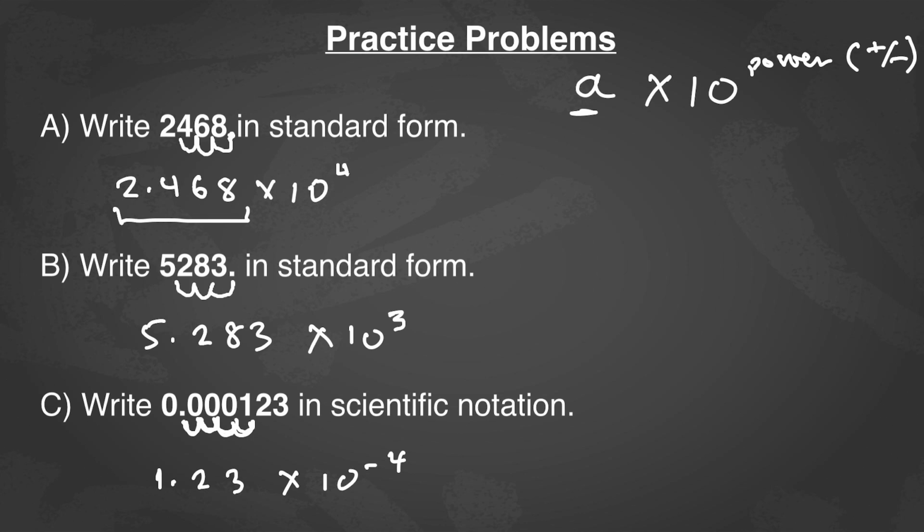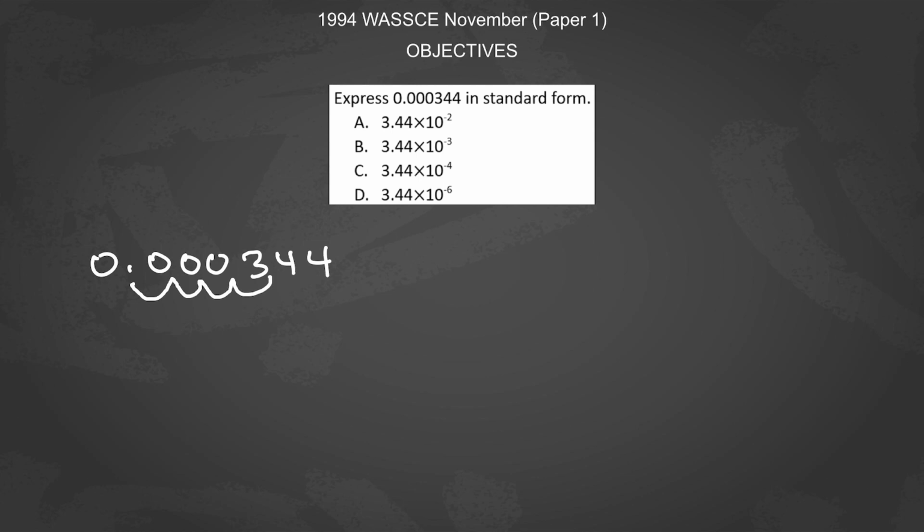At this point, we should be ready to tackle our WASSCE problem. So now what do you think the answer to this problem is? So here they're saying we are supposed to express 0.000344 in scientific notation or standard form. So here I'm going to move 1, 2, 3, 4. Therefore, I'm going to have 3.44 times 10. And because we move the decimal place to the right, it has to be a negative power. So to the negative 4, right? Move 1, 2, 3, and 4. So now I just have to go and look at my answer options. And guess what? It appears that C here is our correct answer.